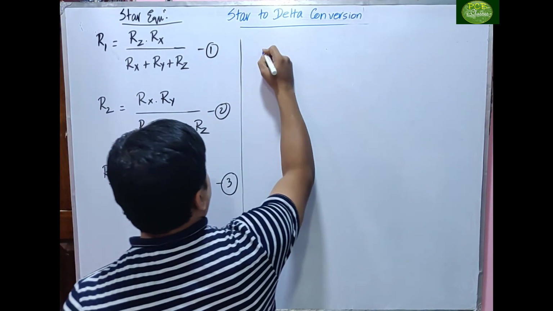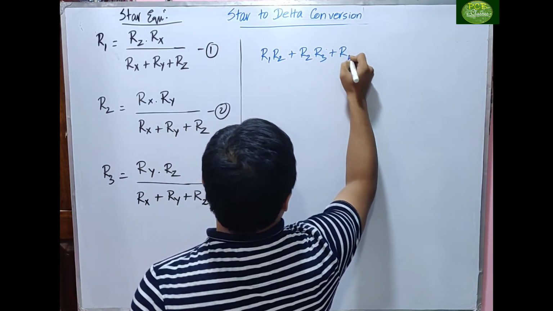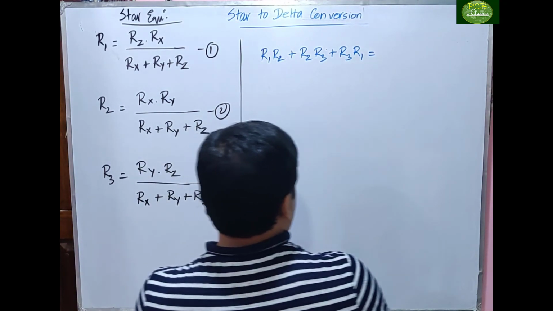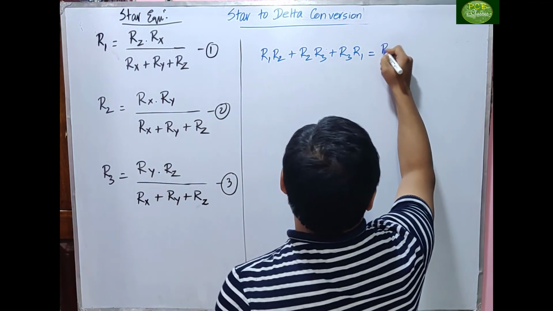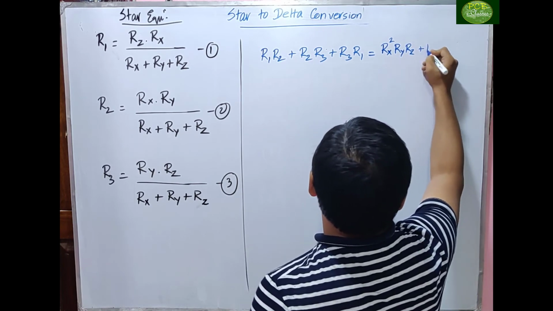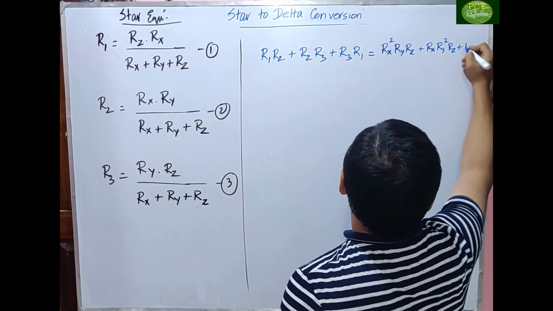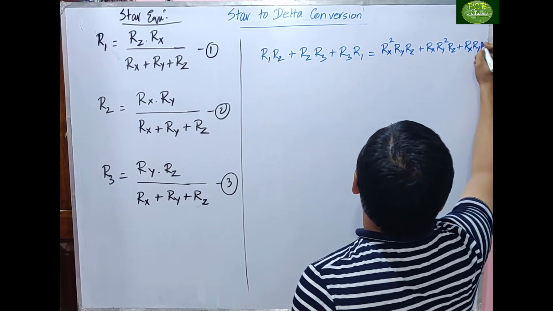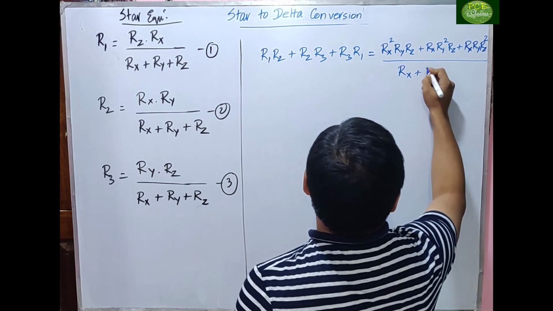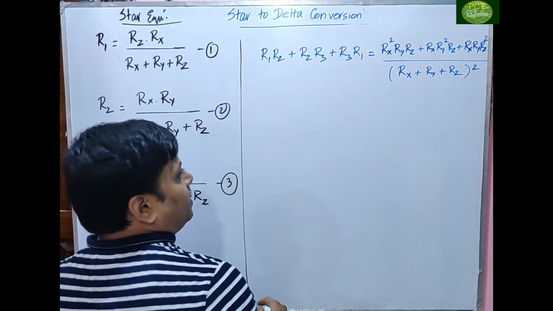After adding, I will be getting R1 R2 plus R2 R3 plus R3 R1 equals to Rx square Ry Rz plus Rx Ry square Rz plus Rx Ry Rz square divided by Rx plus Ry plus Rz whole square. Fine. This is the case we are getting.